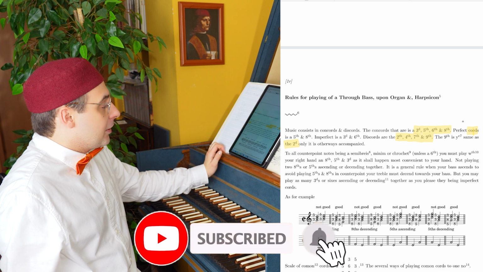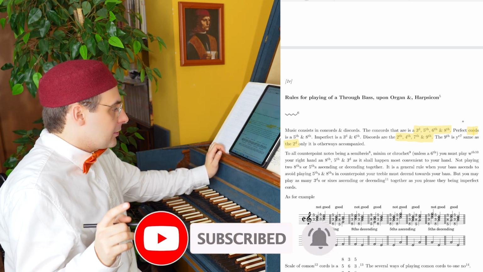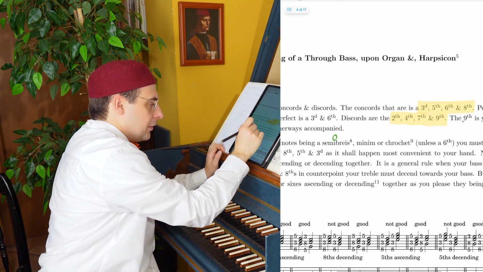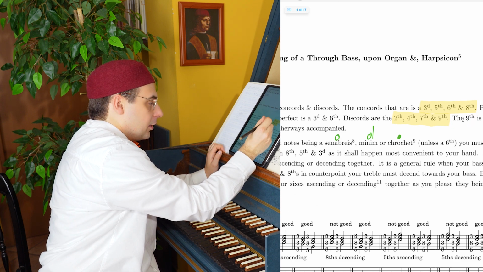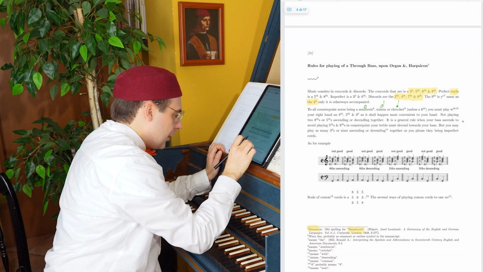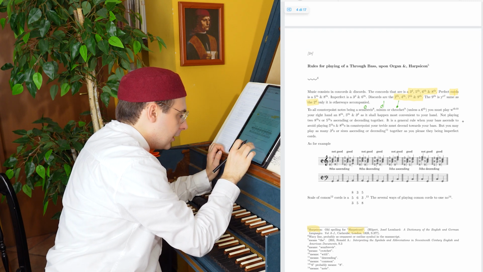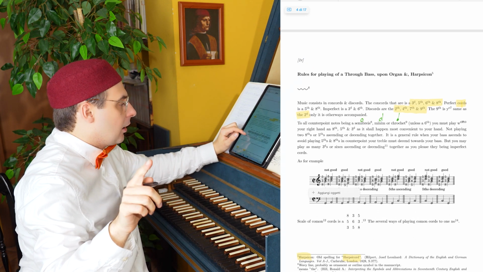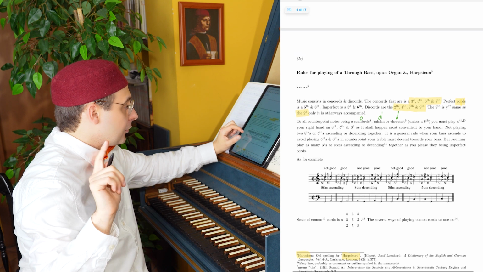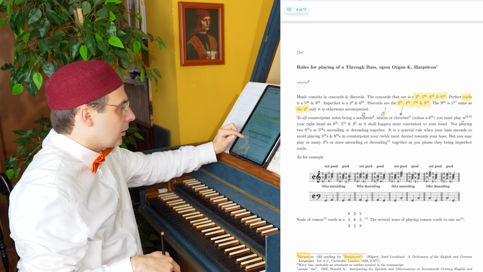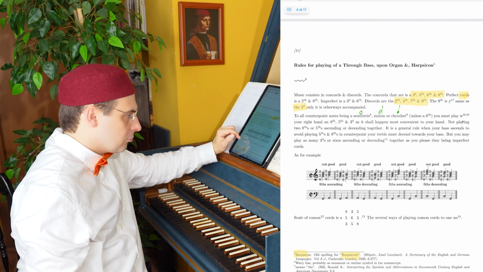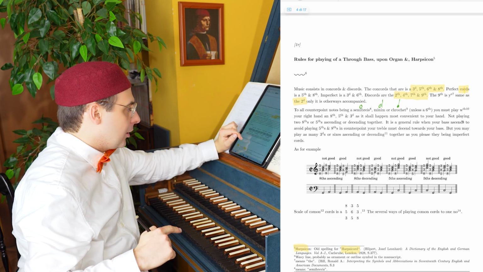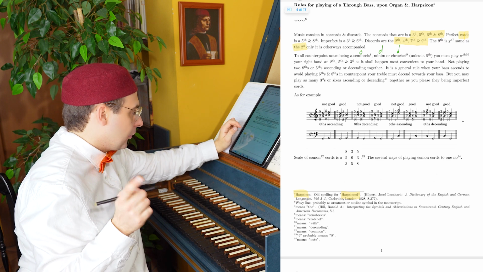To all counterpoint notes beginning a semibrevis, minim or crochet, unless a 6th, you must play with your right hand an octave, 5th, and 3rd.